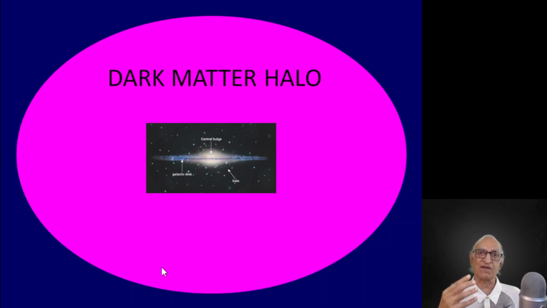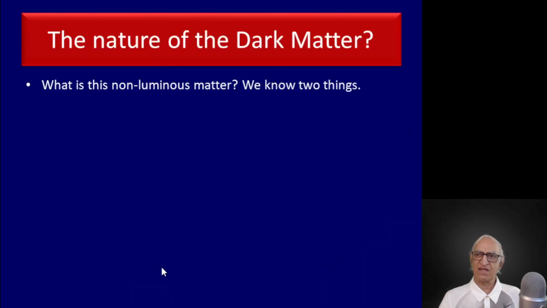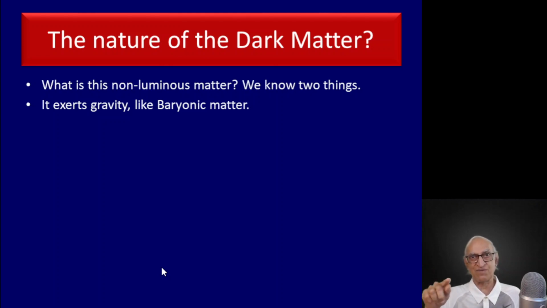And this is what we find in galaxy after galaxy after galaxy. So 90% of the matter in the galaxy is dark matter. What is this dark matter? Well, we know two things. It is non-luminous, that's why we call it dark. But we know that it exerts gravitational influence. Otherwise, the rotation curve will not be flat.